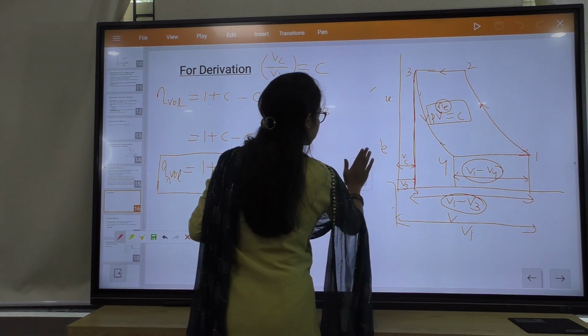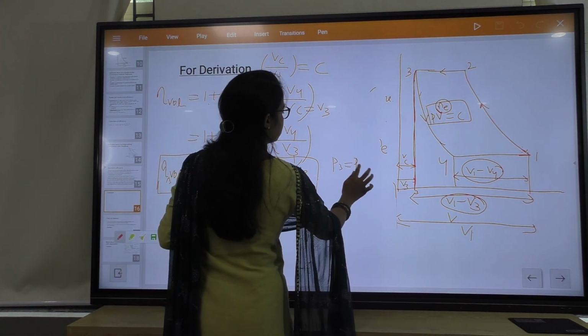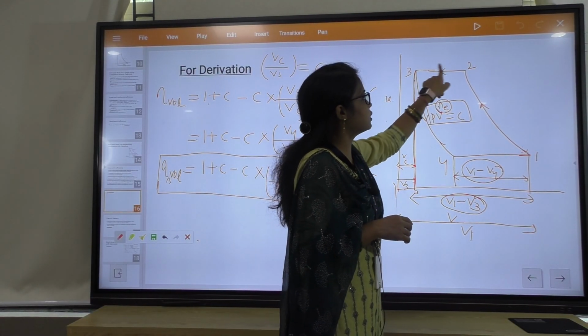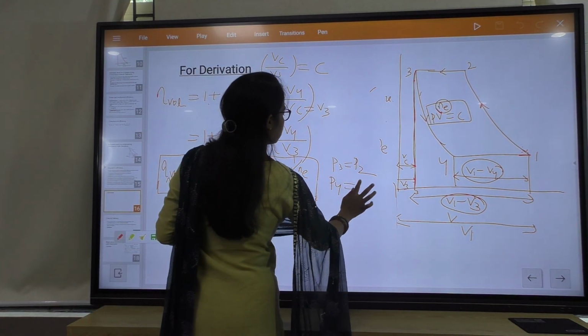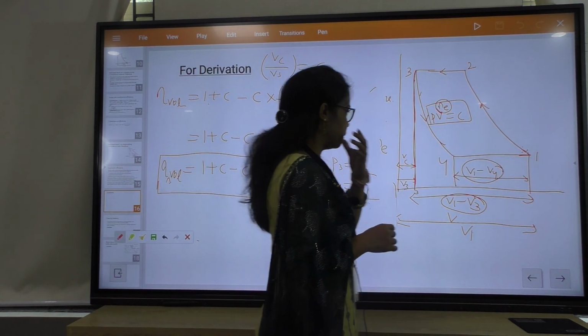This formula. P3 is what? P3 is equal to P2. You all know this is the constant pressure process. P3 is equal to P2. And P4 is what? P4 is equal to P1. This is also constant pressure process. P4 is equal to P1.